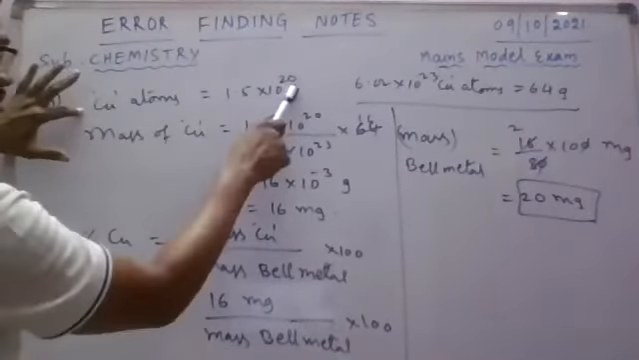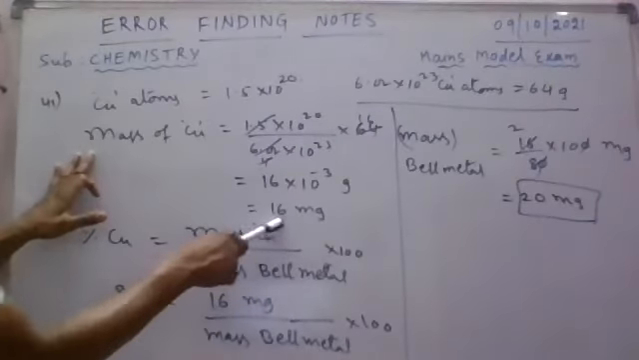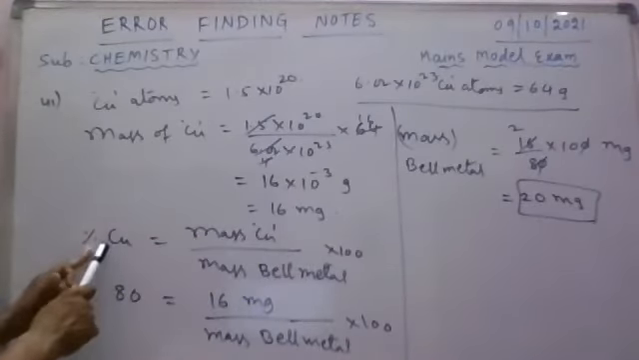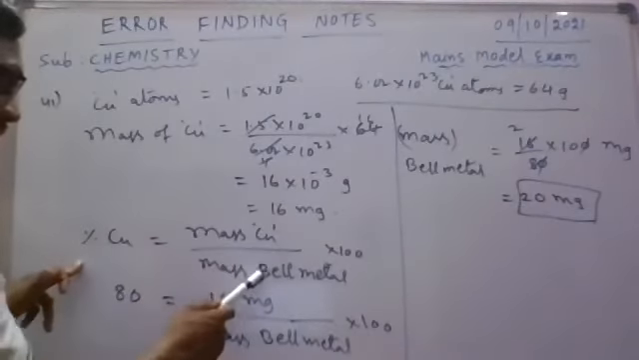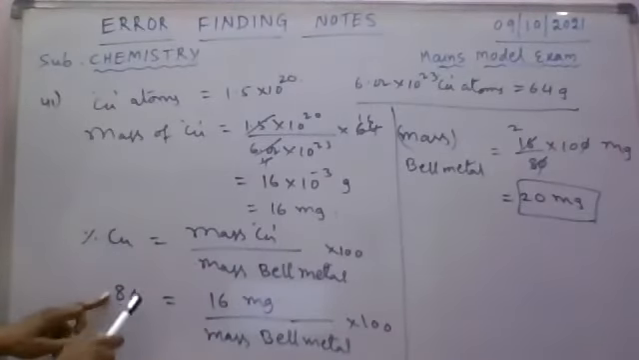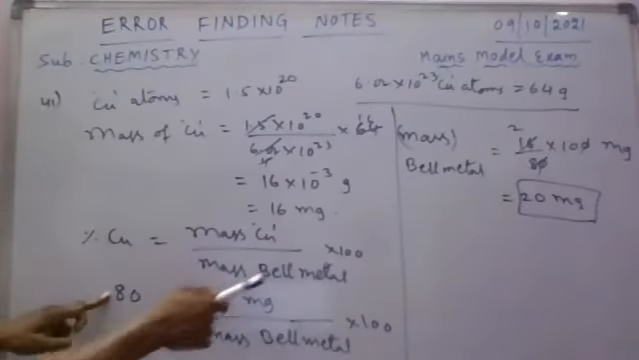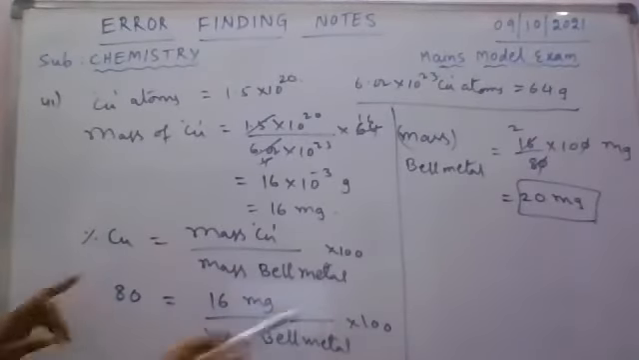Here the number of copper atoms is given. From this we identify the mass of copper as 16 milligrams. The general formula is the mass percentage composition formula: percentage of copper is equal to the mass of copper by the mass of bell metal into 100. The mass percentage of copper is given, and the mass of copper we have just calculated.